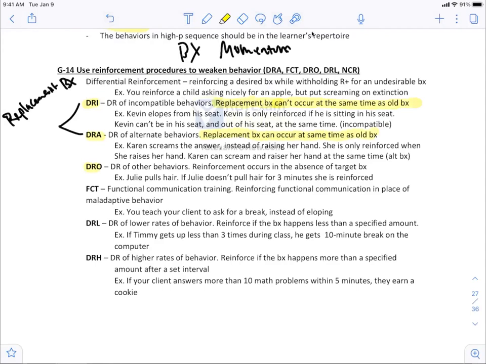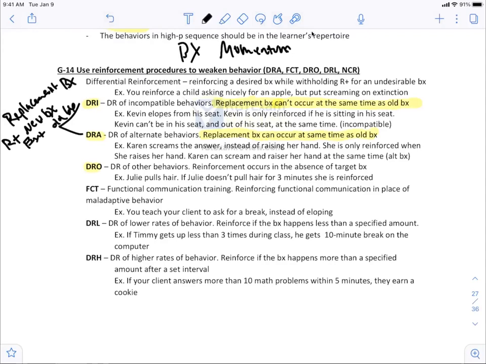If you want to teach a behavior with the same function that looks different and can't happen at the same time, you're going to use a DRI. If you don't care about the replacement behavior, what it looks like when it happens, you just need a replacement behavior, you might use DRA. So you're going to reinforce the new behavior, extinction for the old behavior.